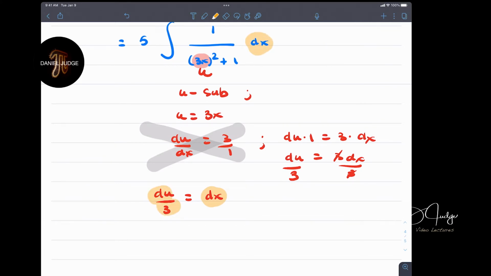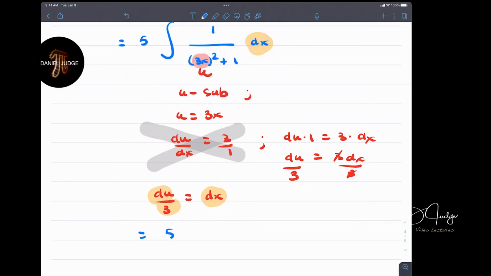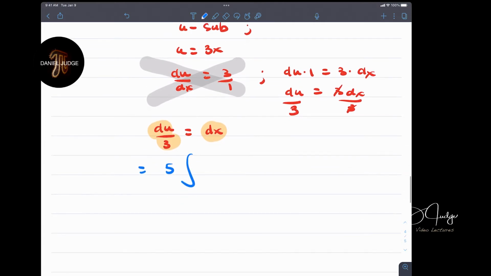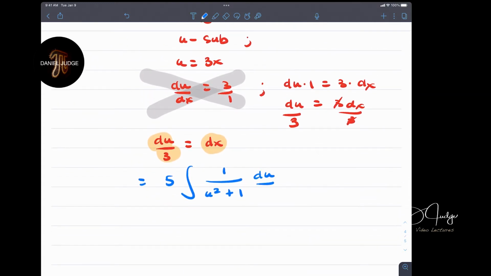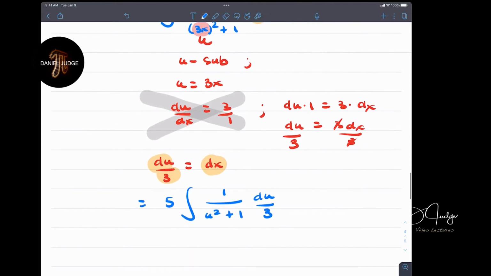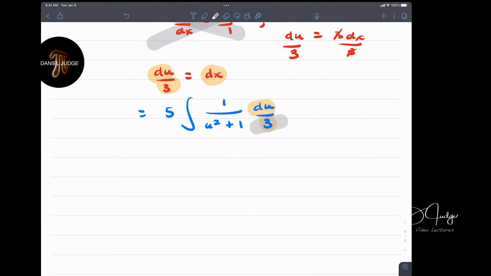There's your dx. So when you convert now, 5, 1 over u squared plus 1. Now dx becomes, that's the du over 3 here that we're referring to. Right? This is du over 3. It's really dx. Now, you have a constant 3. You can pull that constant out. So you got 5/3, 1 over u squared plus 1 du.